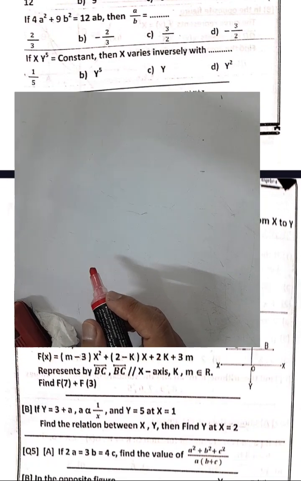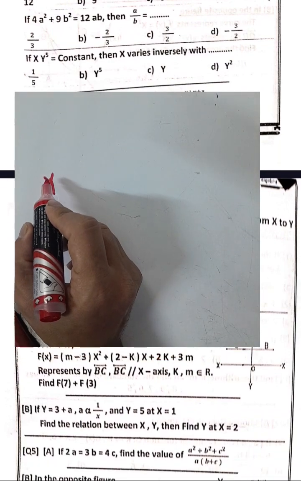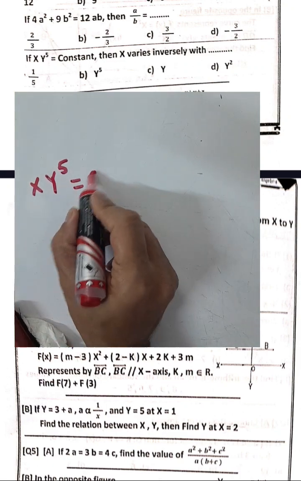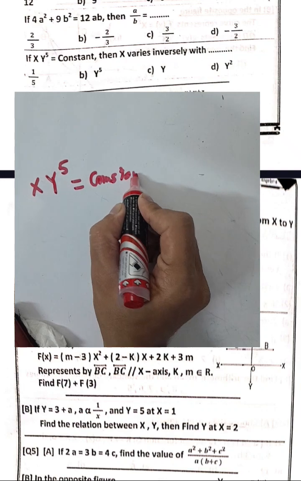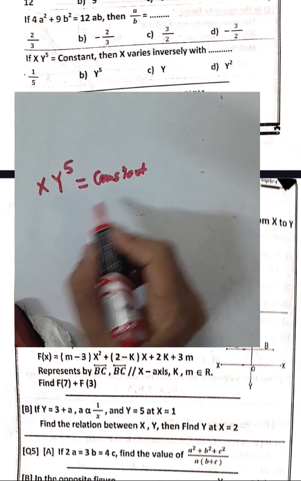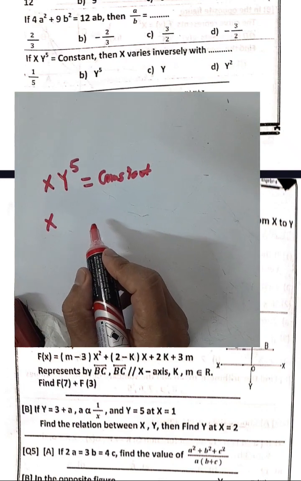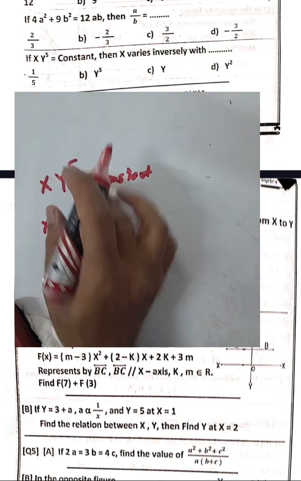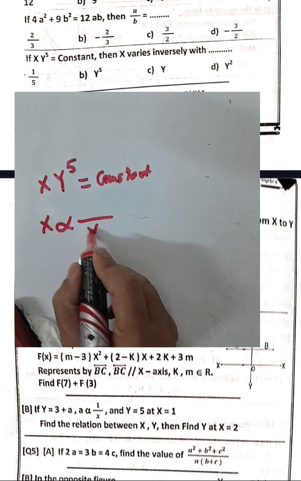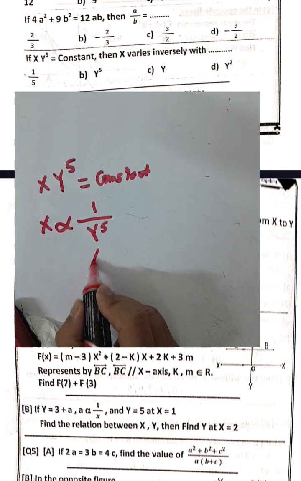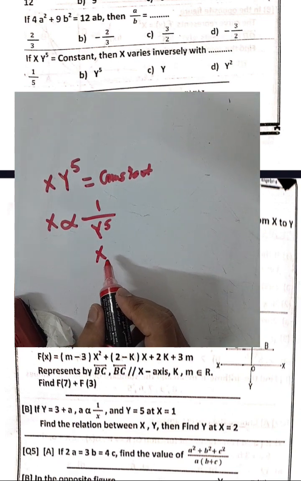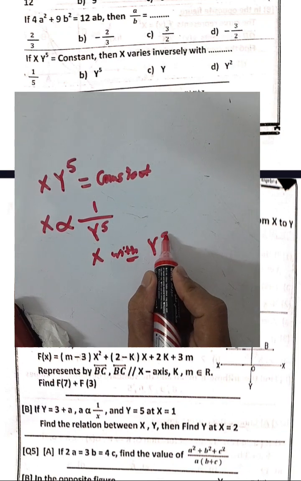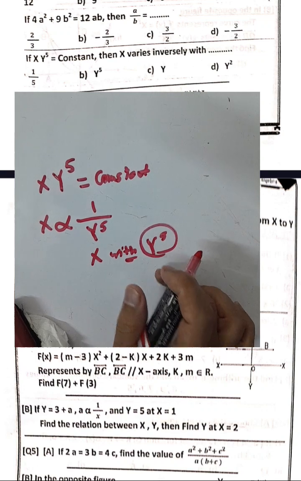Next question. If x y power 5 equals a constant, then x varies inversely with what? We can divide by y power 5 here. Then x varies inversely with y power 5. Choose y power 5.